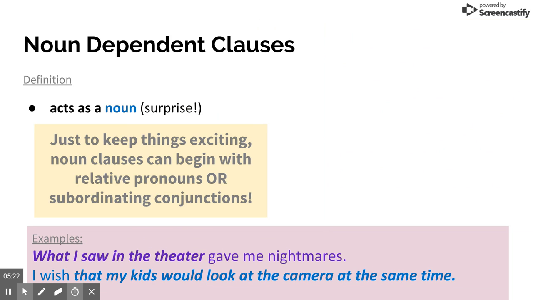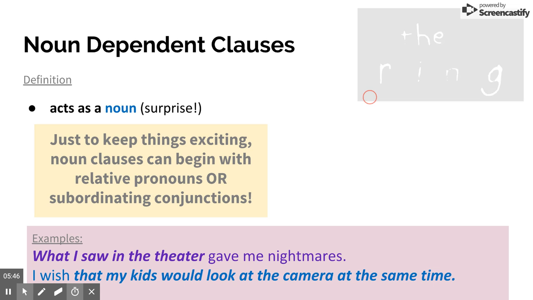The last type of dependent clause would be the noun-dependent clause, which, surprise, acts like a noun. And just to keep things exciting, noun clauses can start with relative pronouns or subordinating conjunctions. Because they act like nouns, these clauses can do all the things a noun can do. It could be the subject of a sentence, like my purple example sentence. What I saw in the theater gave me nightmares.